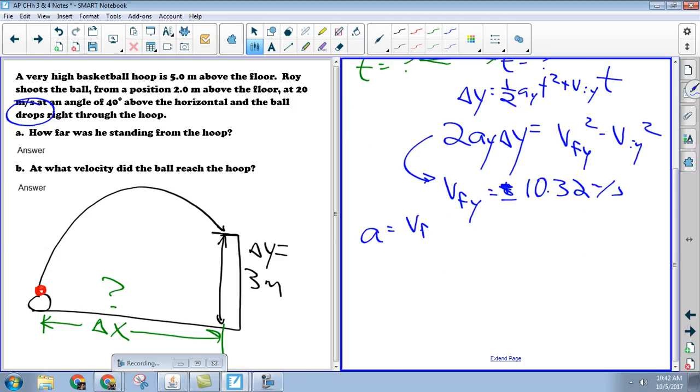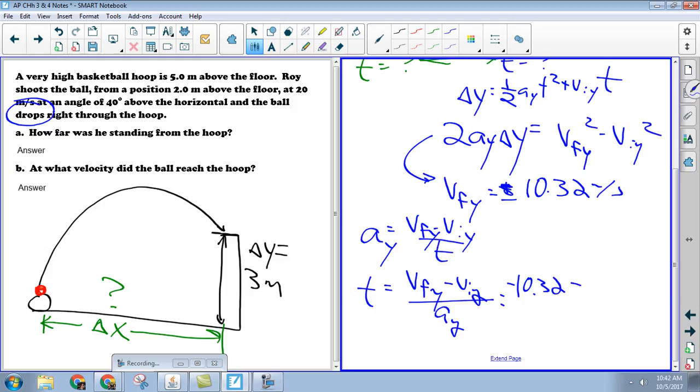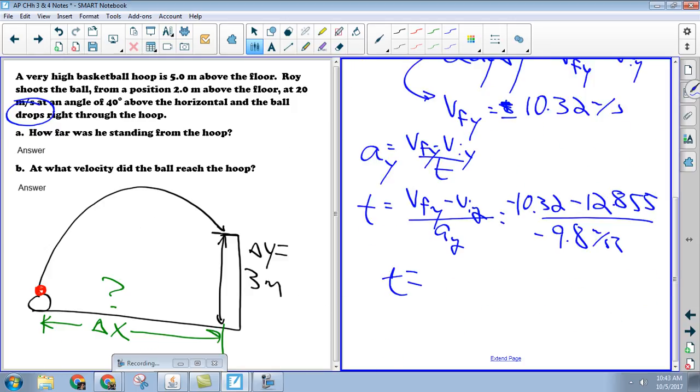I know that A equals VF minus VI over T, right? So that means AY equals VFY minus VIY over T. So I can find my time. It's VFY minus VIY all over AY. So negative 10.32 minus, what was VIY? 12.9. 12.855, 12.9, cool. All over, what's my AY? Negative 9.8. And so the time turns out to be 2.36 seconds.